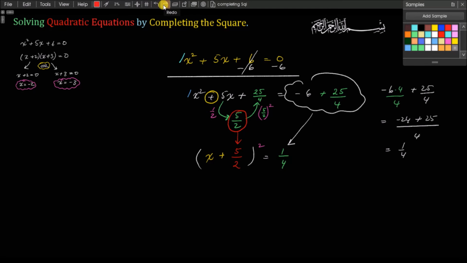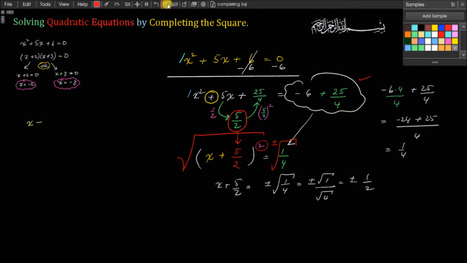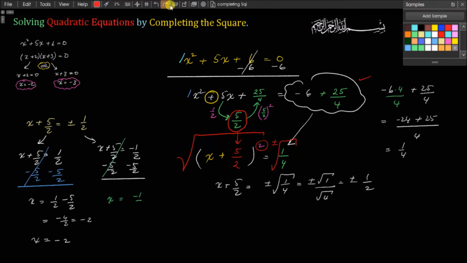Now then it was the exciting part. We took the square root of both sides, like this. And that gave us x plus 5 over 2 equals the square root of 1/4, plus or minus, and that was plus or minus half. And I rewrote that over here like this, and then solved the two equations. And as you can see, we got the same answers.